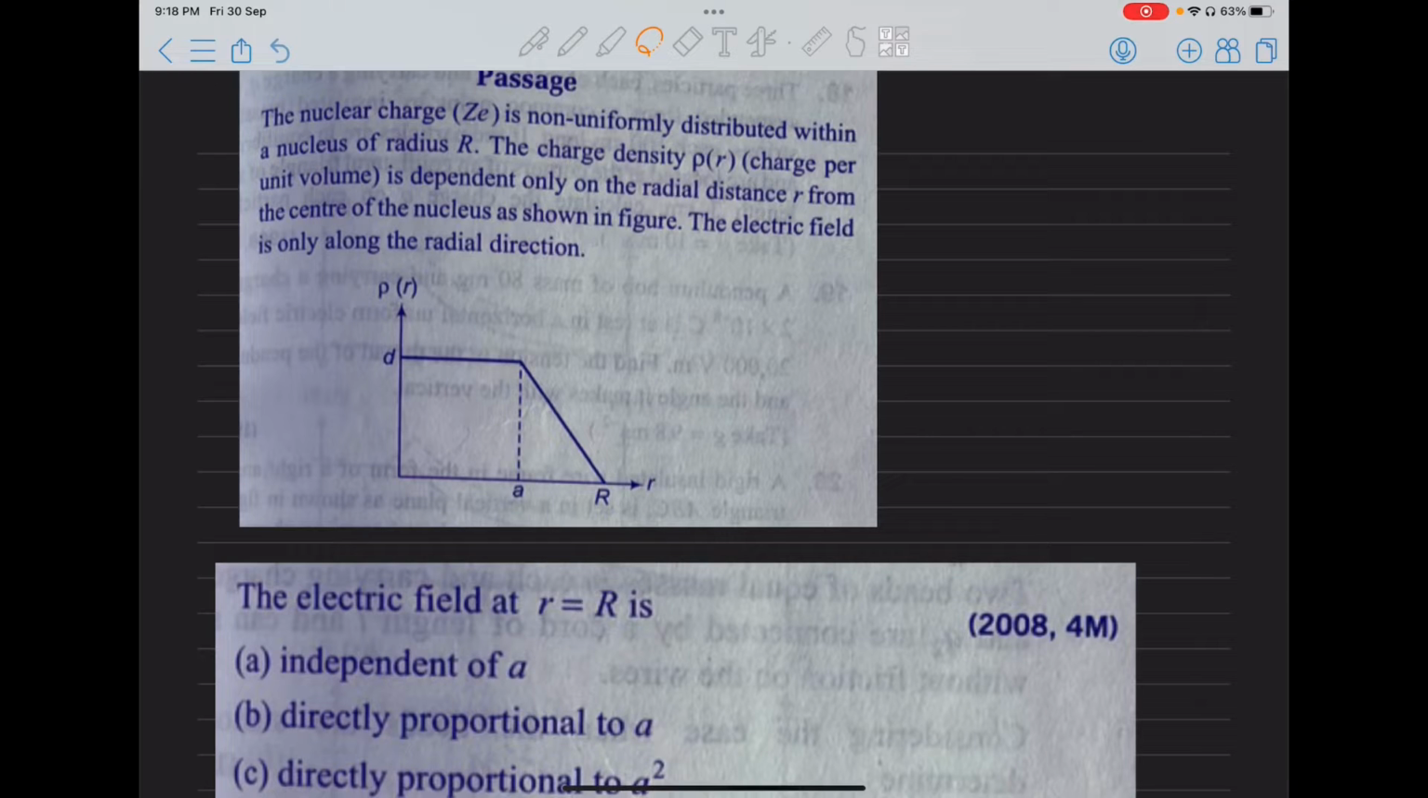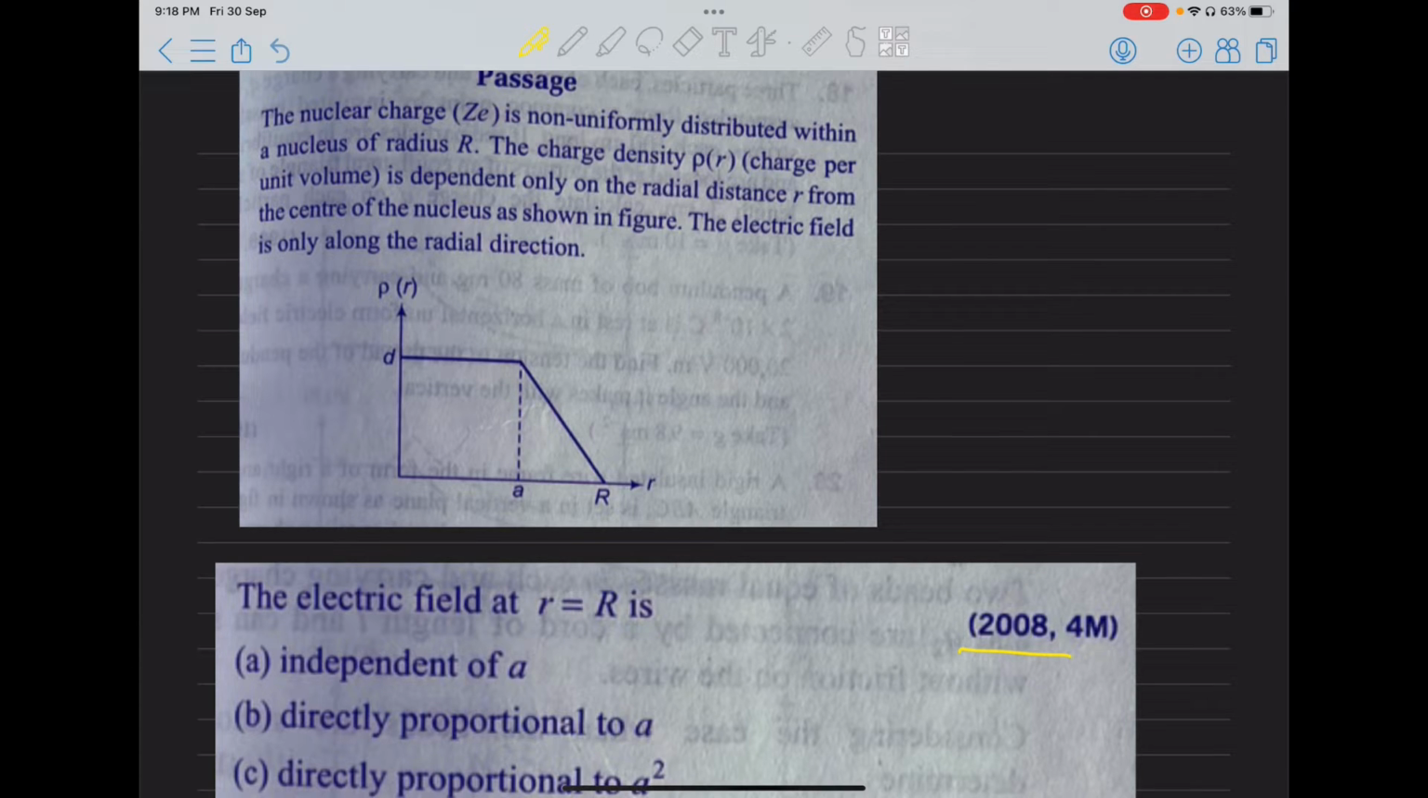Hello everyone. So today we are going to see a passage-based question that came in the IIT JEE 2008 exam. This question is related to a passage, meaning there is one passage, a 5-6 line passage, and on that passage there will be 3 to 4 multiple choice questions.